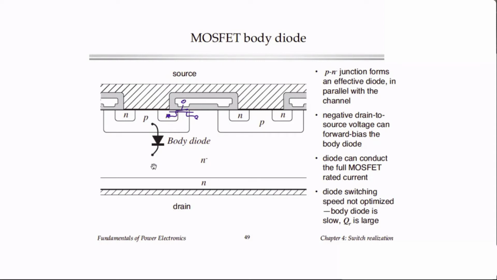It has reverse recovery, and it can conduct current if it's forward biased, and that happens if we put plus on the source and minus on the drain. Then this diode can become forward biased, and current can flow this way. The diode can conduct the full rated current of the MOSFET. After all, it is the same device. However, the caveat is that the diode is not necessarily optimized for fast switching speed, and it depends on the diode. Some MOSFETs are designed to have, on purpose, a fast recovery diode, and others are not.